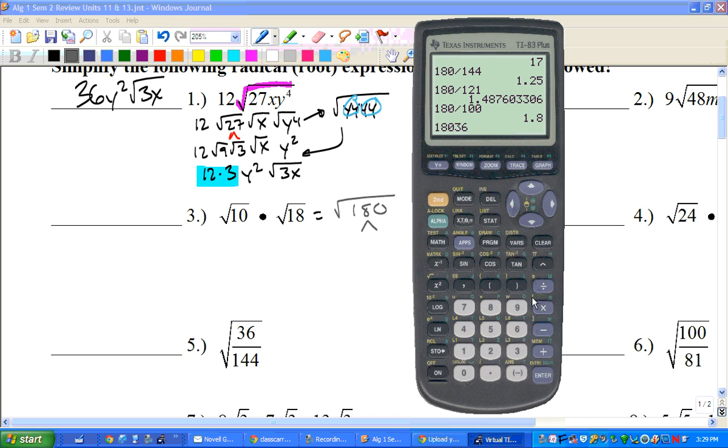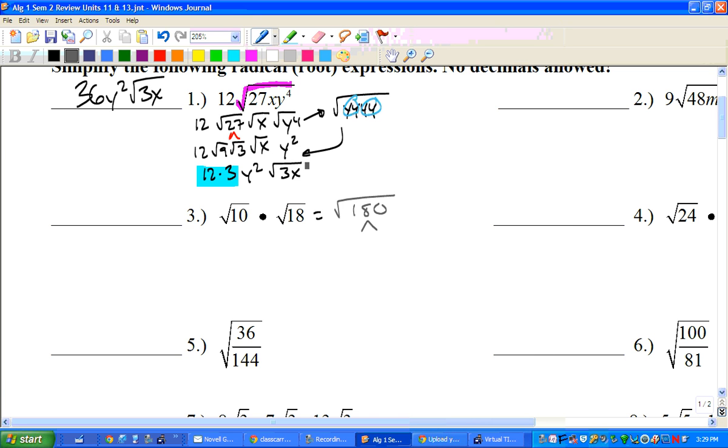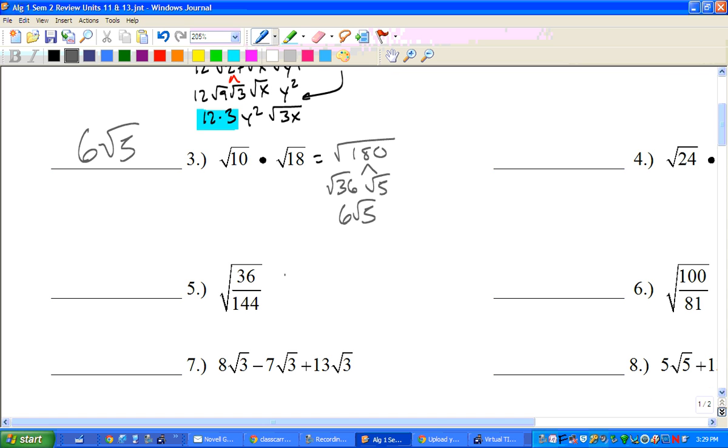We'll skip a couple. 36, and we get 5. Okay, the square root of 36 is 6, and so we're left with 6 root 5. Okay, number 5, we just break it down. Okay, square root of 36 is 6, square root of 144 is 12, and this one we can actually reduce, and we get 1/2.